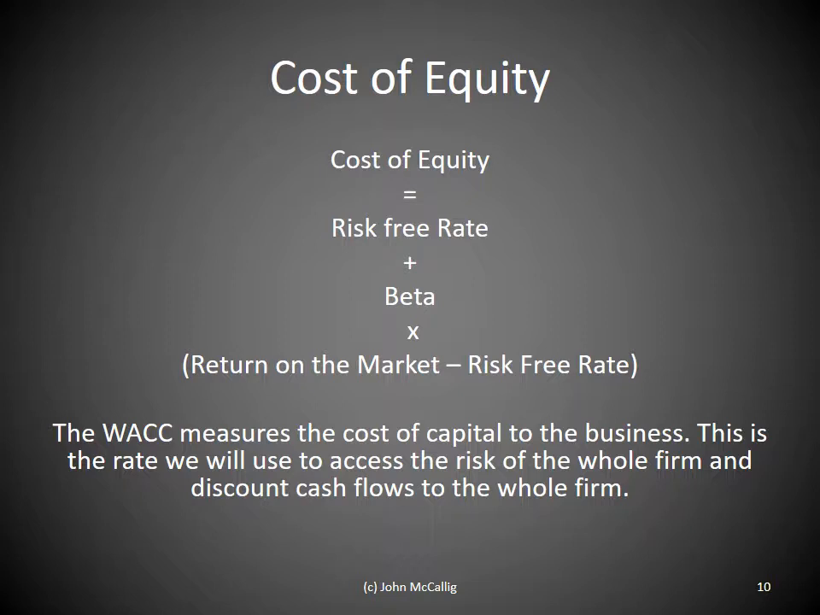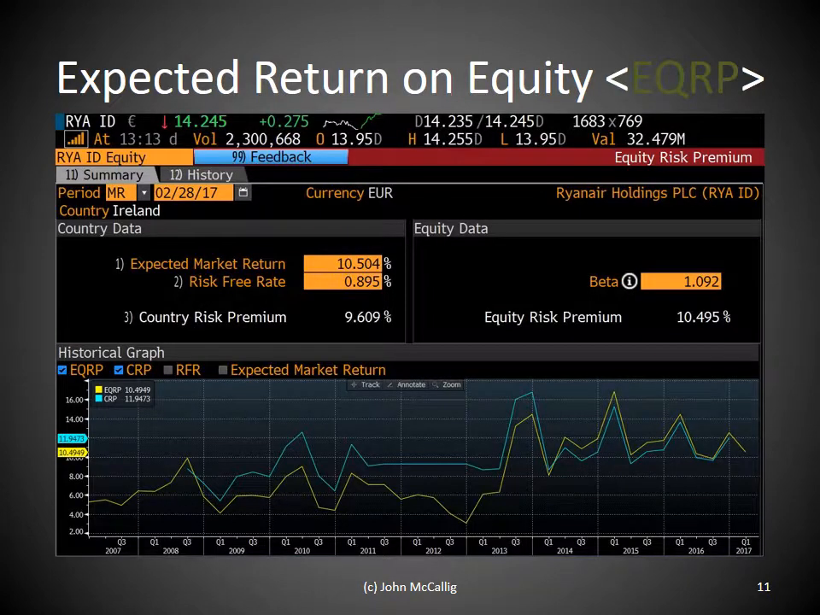And the weighted average cost of capital measures the cost of the capital to the business. So we can work out the cost of equity capital from the CAPM, we can work out the cost of debt by just looking at the company's debt and the interest they're paying on it. And we can average the two to get the weighted average cost of capital.